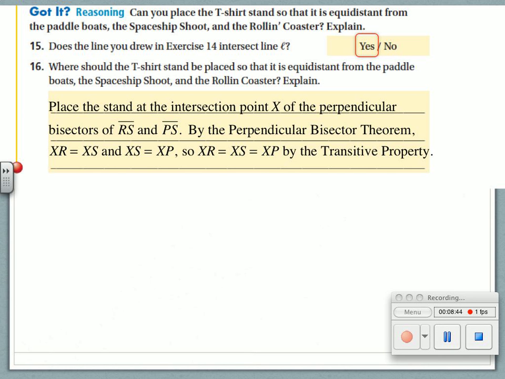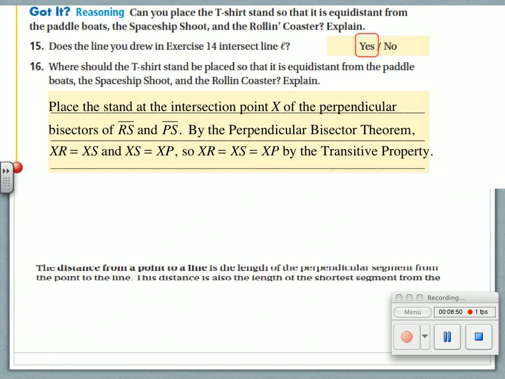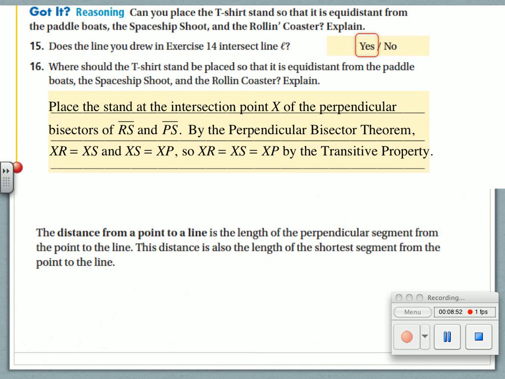So when y'all say, how would you use this in real life? There's a real life example of how you would use the perpendicular bisector theorem. And remember, the distance from a point to a line is the length of the perpendicular segment from the point to the line. And this distance is also the length of the shortest segment from the point to the line. So just keep that in memory.